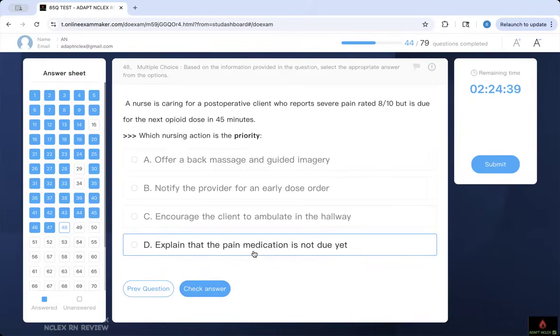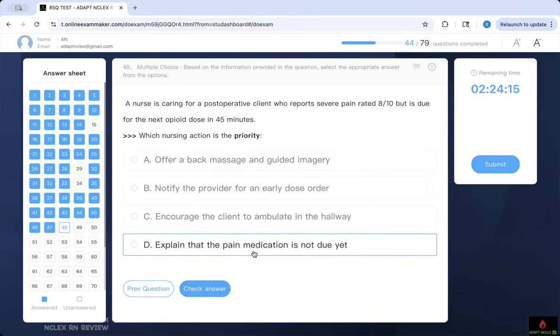Prioritize. Offer a back rub to help. Notify the provider for an early dose. Encourage the client to ambulate in the hallway. Explain the pain medication is not due yet. Best care and comfort. If you're taking care of this patient, provide some best care and comfort. What would you do? Offer a back massage and guided imagery is good.